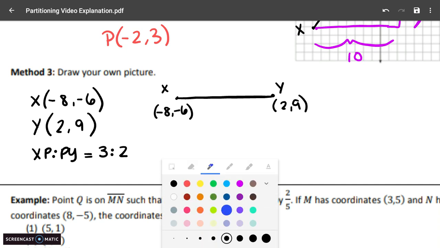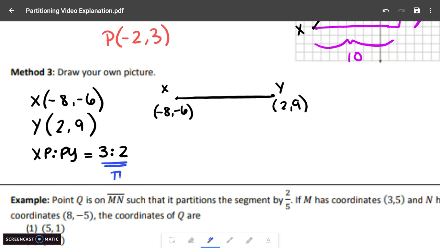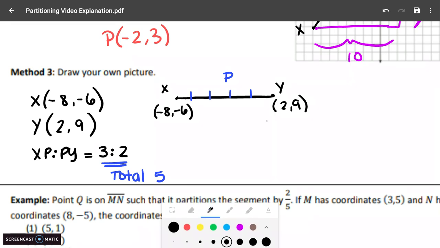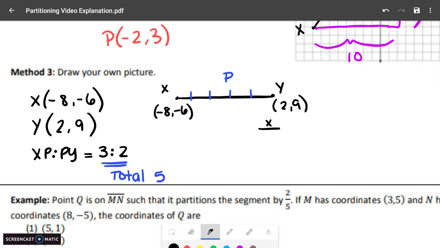I first want to think that I'm breaking this up into a total of 5 pieces. So I'm just going to draw in 5 breaks here. They don't have to be perfect, but I know P is going to lie here because it's 3 away from X and it's 2 away from Y. So I'm looking for the points that could fill that piece. Now I have to find the X coordinate as well as the Y coordinate. So I'm going to start with X.